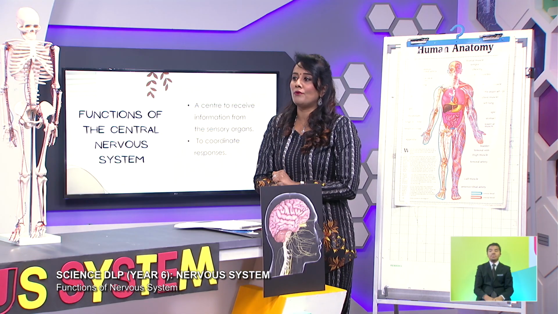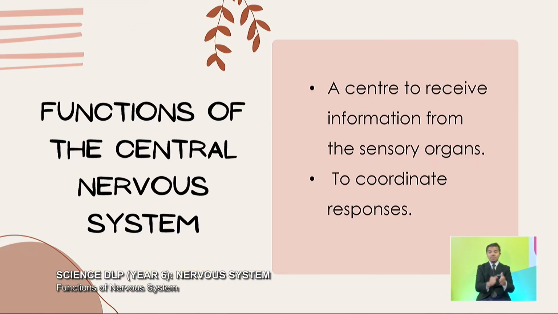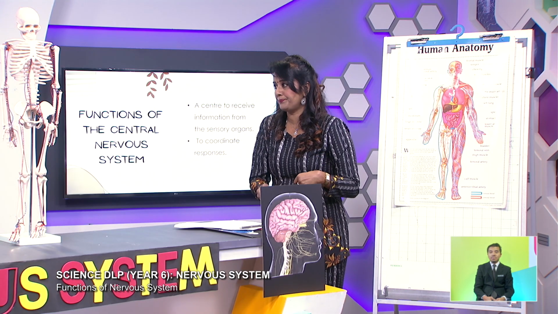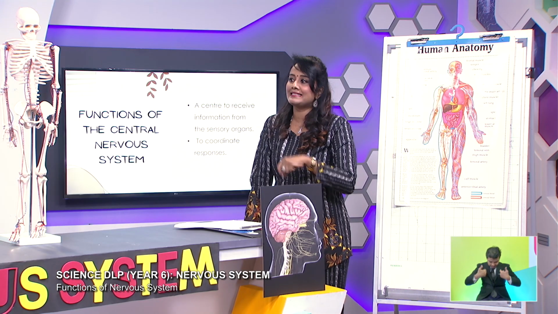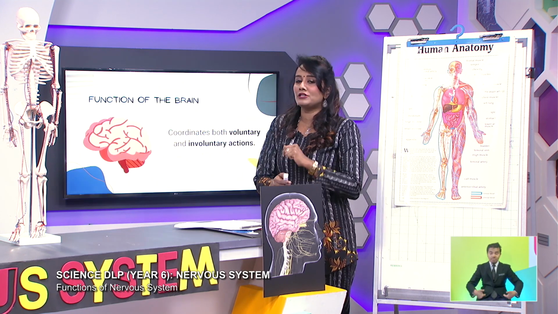Okay. So now we are going to talk about function of central nervous system. A center to receive information from the sensory organs, and it is also used to coordinate responses. That we call the function of central nervous system, which consists of our brain and the spinal cord. It's just the center to receive information from the whole body. All right. So next is the function of the brain.